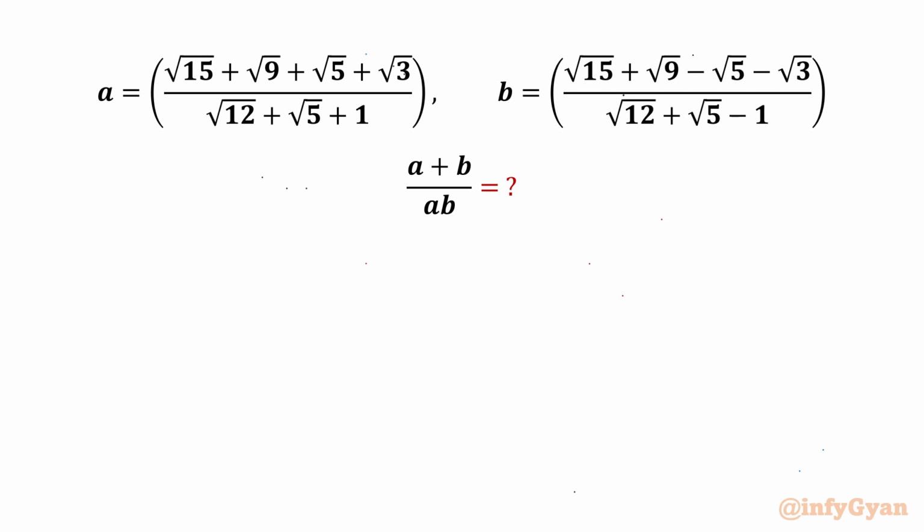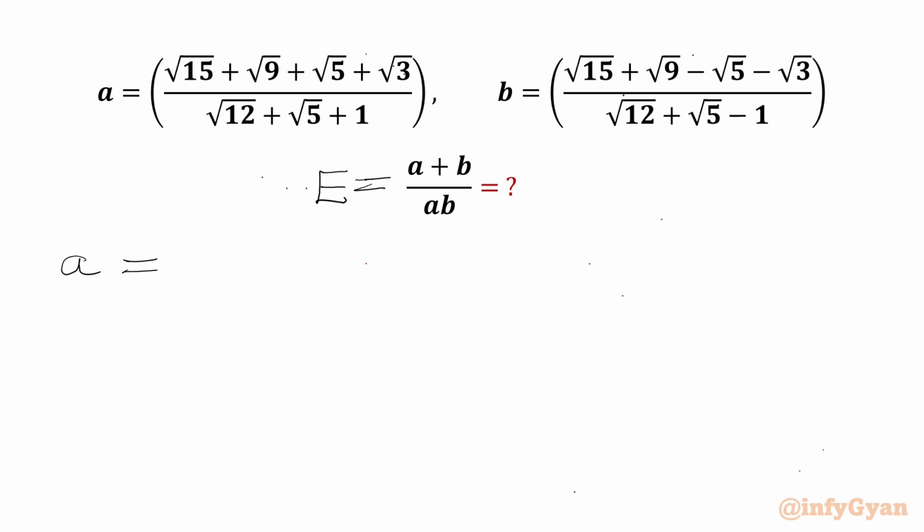In this video we have another very interesting question from radical mathematics. We have to evaluate the expression (a plus b) over ab. So let's get started by considering this required expression equal to E first. Now we will simplify a and b respectively.